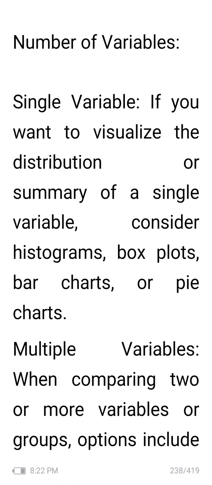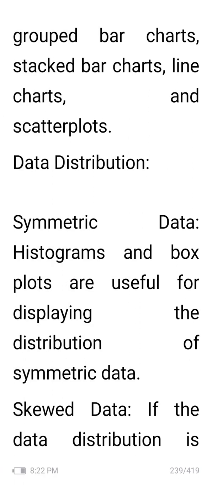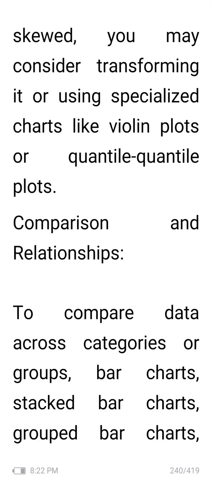Then multiple variables. When comparing two or more variables or groups, options include grouped bar charts, stacked bar charts, line charts and scatter plots. And data distribution, symmetric data. Histograms and box plots are useful for displaying the distribution of symmetric data. Skewed data. If the data distribution is skewed, you may consider transforming it using a specialized chart like violin plot or quartile plots.